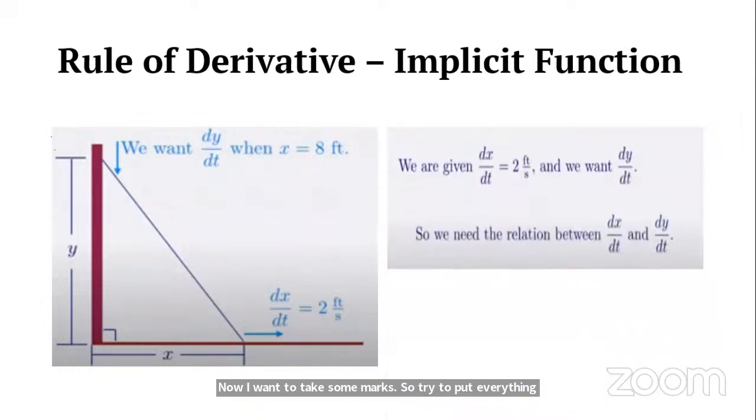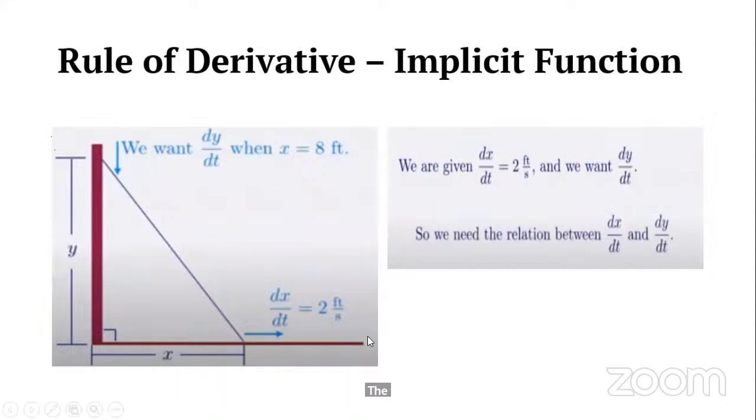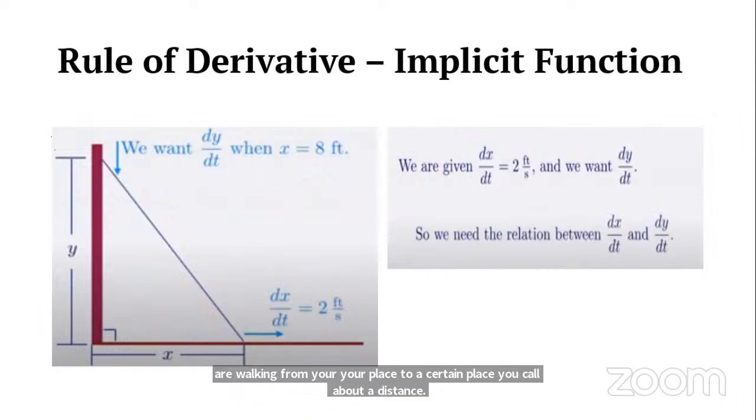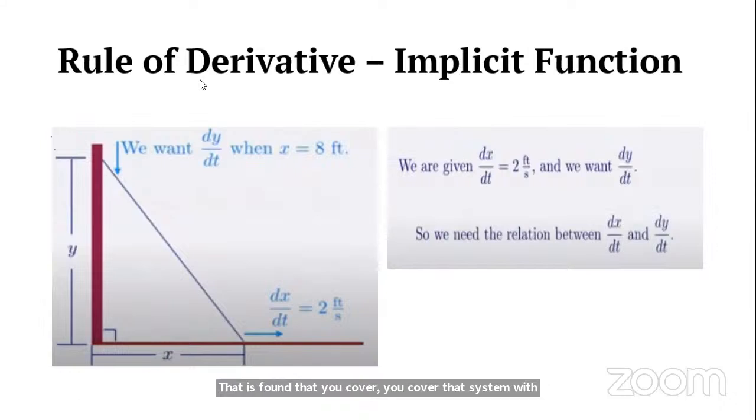Okay. Then the next thing we know is that we are given ds/dt, which is equal to 2 feet per second. Here we are having our S, here is our Y, but this thing is moving according to time. Imagine that you are going to your house. If you are walking from your place to a certain place, you cover a distance. That distance you cover is with respect to a time. If you move from your hostel to the engineering school, you cover a time.